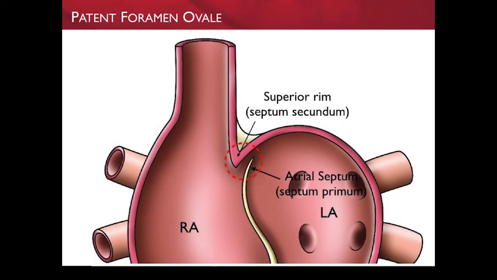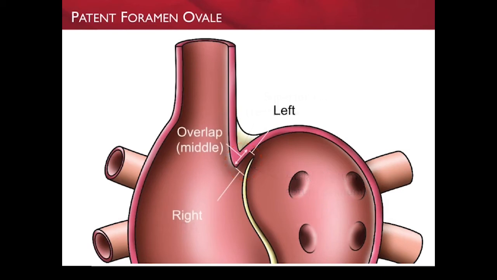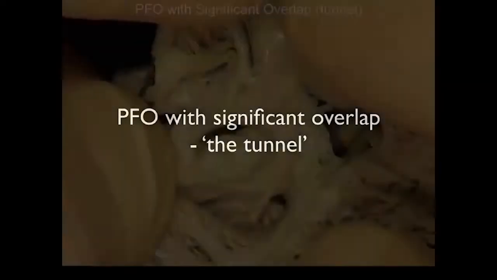So in diagrammatic form then, in this setting, we have overlap between the primary atrial septum and the secondary septum, which is the rim. And this creates a channel with a right atrial and a left atrial opening. And the mid portion, of course, is the region of overlap. And that's the region that can vary quite markedly between patients. So let's look at an extreme example. This is a patent foramen ovale with quite extensive overlap, so-called tunnel type of PFO.